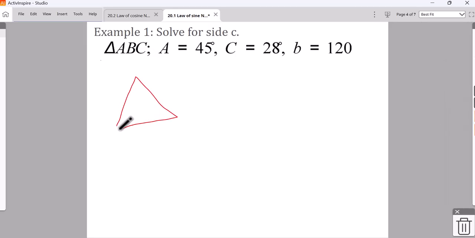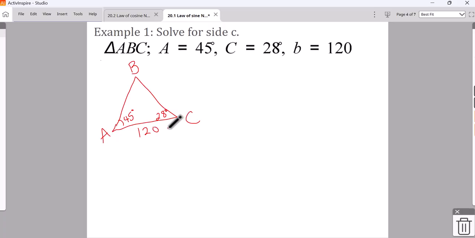First things first, if I'm giving you information, I always want you to draw a picture. You can just draw a triangle, it doesn't matter what your triangle looks like, and then you're going to label A, B, and C. Angle A is 45 degrees. Angle C is 28 degrees, and side b, the one across from B, is 120 units, the side length.